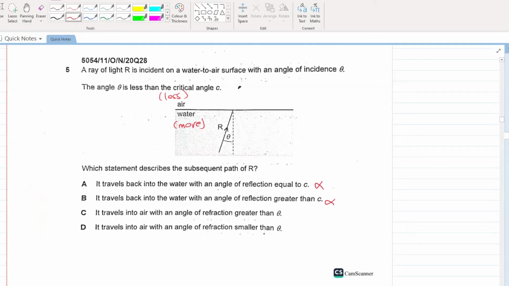No, A and B cannot be an option. It travels into air with an angle of refraction greater than theta. Yes, C can be my answer. Because always remember, as you go from more dense to less dense, you bend away from the normal. So this angle of refraction will be greater than theta.